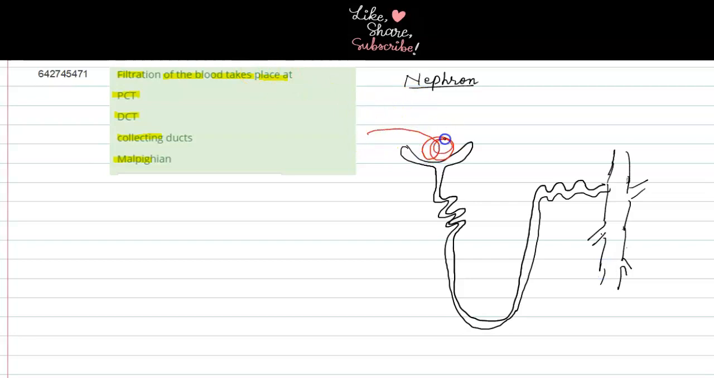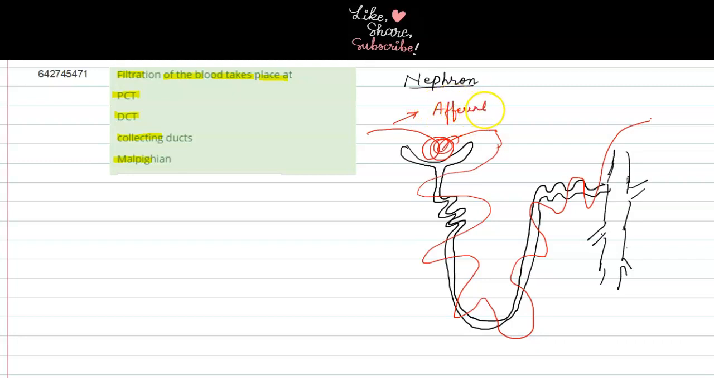Here we have something called efferent arteriole. Here we have peritubular capillaries. I'll just label it for you all. So here you see this is the structure called efferent arteriole. Here this structure, the mesh-like structure, is known as the glomerulus. This structure, which is U-shaped, is known as the Bowman's capsule.